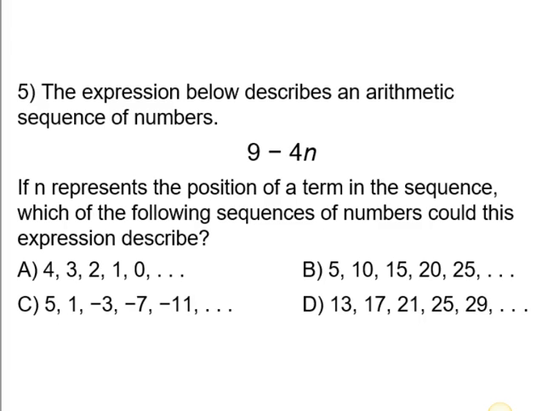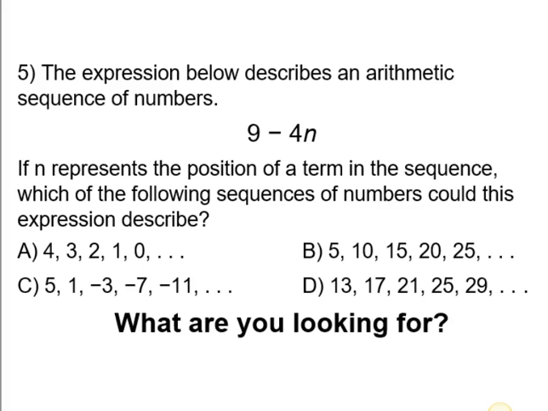Question number 5 says, the expression below describes an arithmetic sequence of numbers, 9 minus 4n. If n represents the position of a term in the sequence, which of the following sequences of numbers could this expression describe? A, 4, 3, 2, 1, 0, and so on. B, 5, 10, 15, 20, 25, and so on. C, 5, 1, negative 3, negative 7, negative 11, and so on. D, 13, 17, 21, 25, 29, and so on.